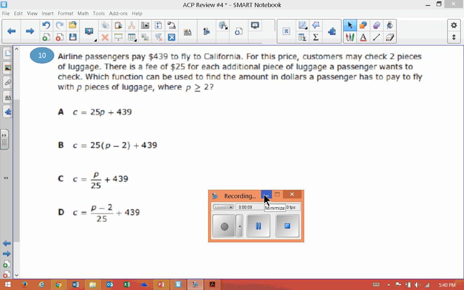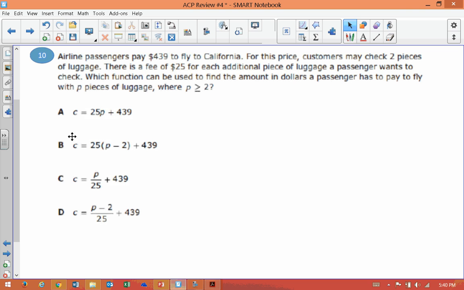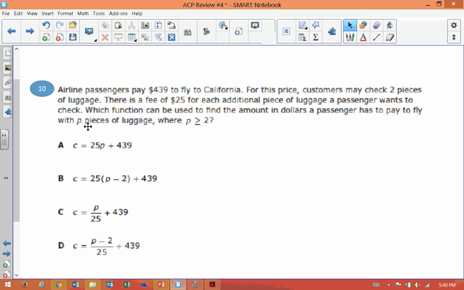This is ACP review problem number 10. I'll just read it. Airline passengers pay $439 to fly to California. For this price, customers may check 2 pieces of luggage. That's for $439. There is a fee of $25 for each additional piece of luggage a passenger wants to check. So which function can be used to find the amount in dollars a passenger has to pay to fly with P pieces of luggage, where P is greater than or equal to 2?